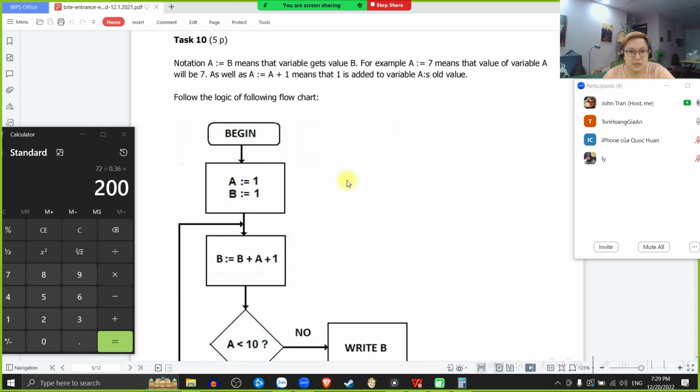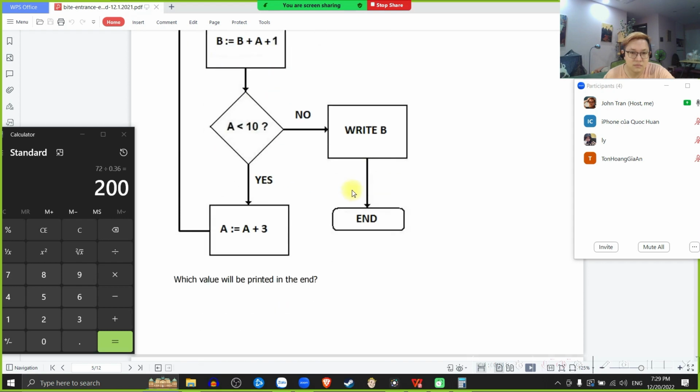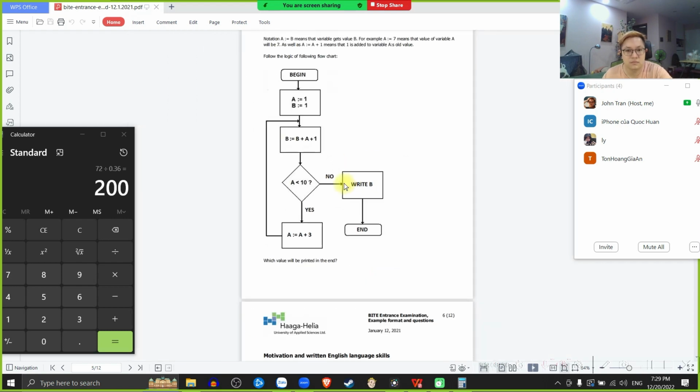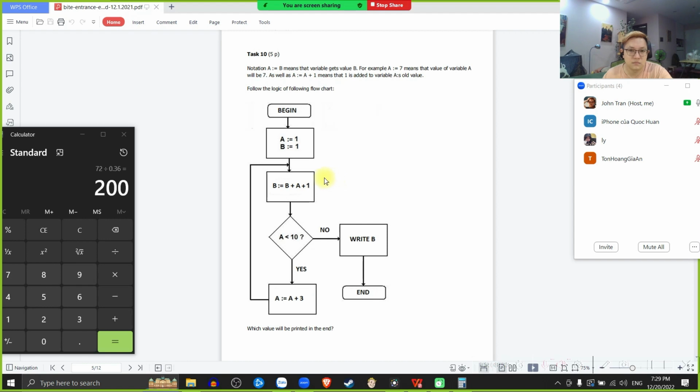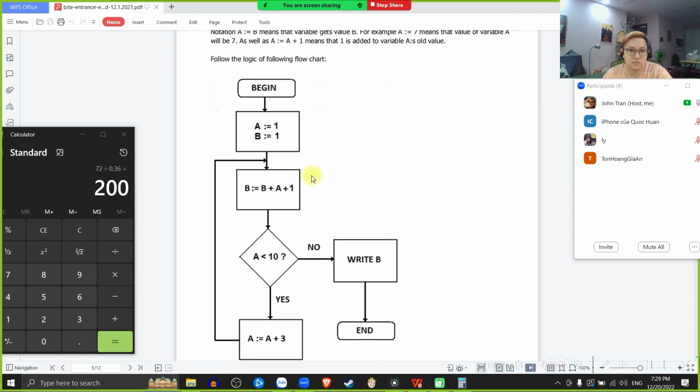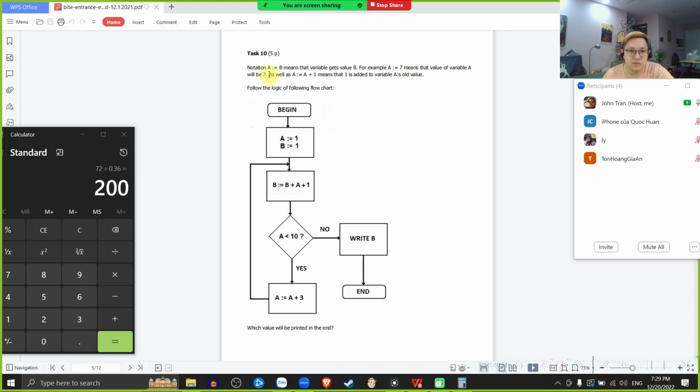Okay, task 10. Let's do this one. This is not too difficult. Notation A = B means that the variable gets value B. Bây giờ cái nó viết ra là A bằng B đi, có nghĩa là cái biến số nó sẽ có được giá trị là B. Ví dụ A bằng 7 có nghĩa là cái giá trị của cái biến số A nó sẽ là 7. Ví dụ cũng như là vậy thì A mới bằng A cũ cộng 1 có nghĩa là số 1 được thêm vào cái giá trị biến số A cũ.